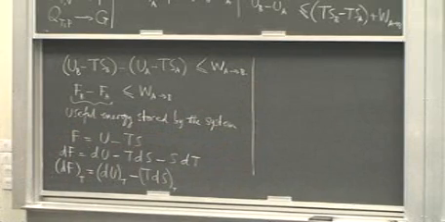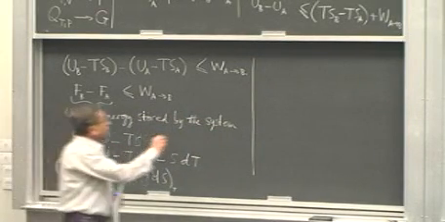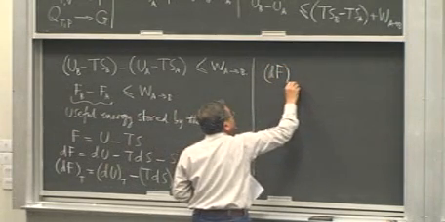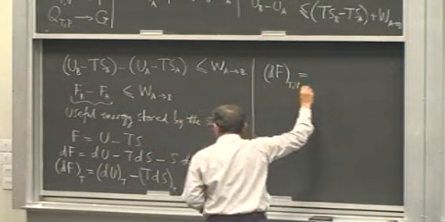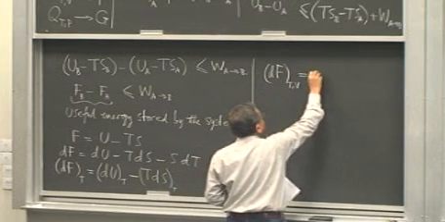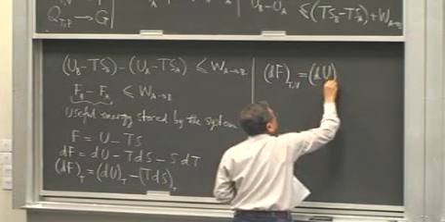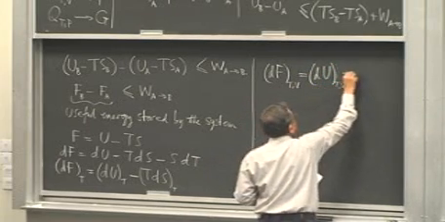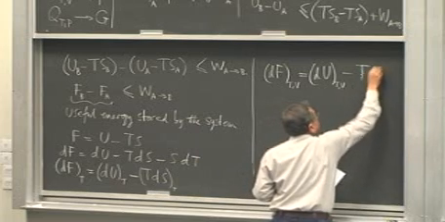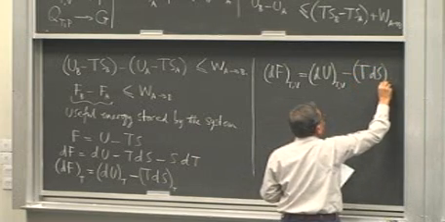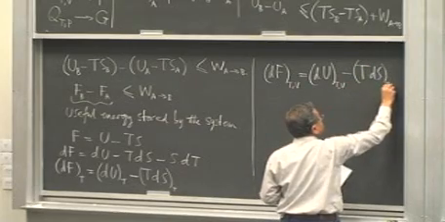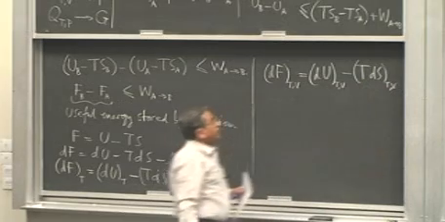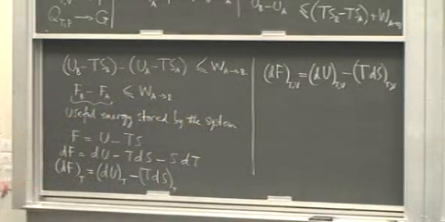All right? And I can then say, what if it is also being done at constant volume, not only constant temperature but constant volume, then this is equal to dU at constant temperature and volume minus T dS at constant temperature and volume. Let us try and read out the meaning of this statement.